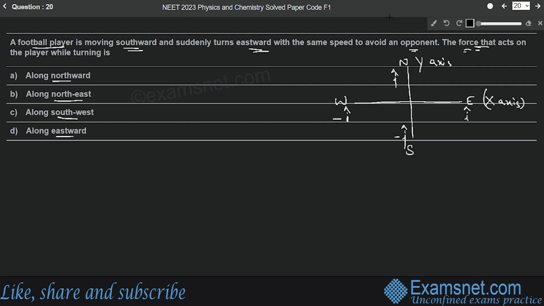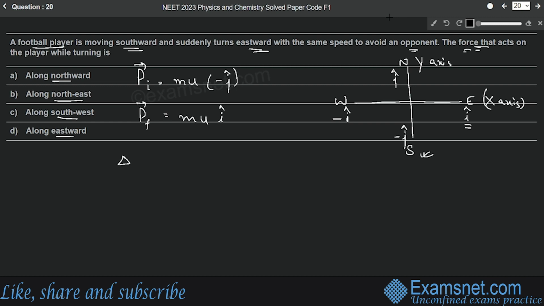So what is the momentum here? The initial momentum will be equal to mass into velocity into the initial unit vector. What will it be? Minus j cap. Okay, because the direction is southward, here the vector is minus j cap. Similarly, the final momentum will be equal to mass into velocity. Velocity is same, right? Speed is same, and direction is east direction, here the unit vector is i cap. So this side we have i cap.